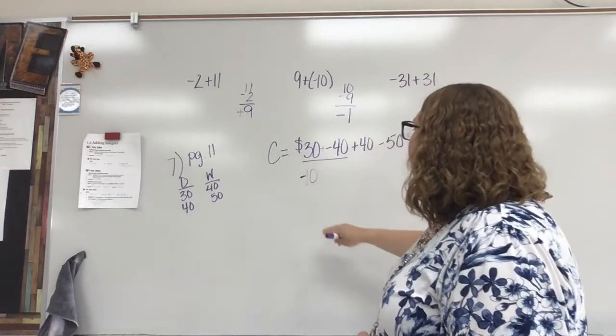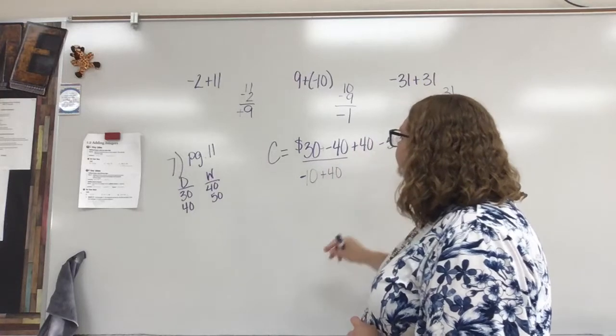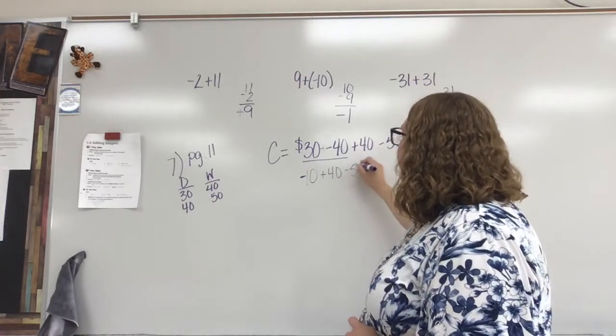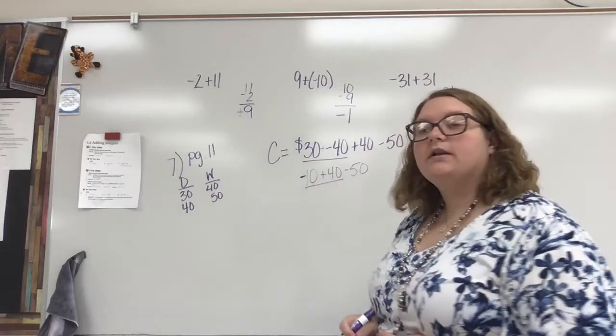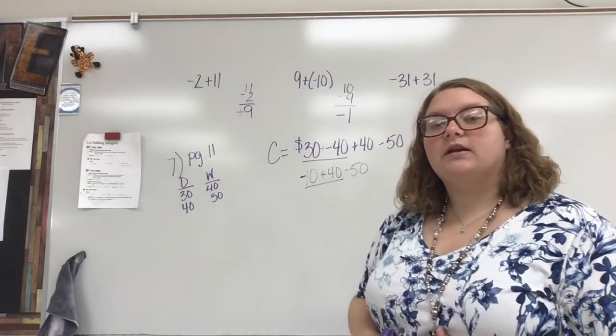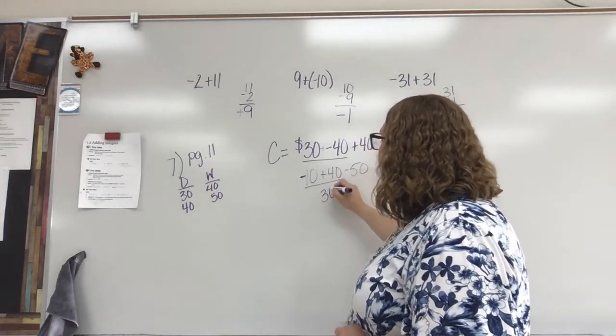So now we have -10 plus 40 minus 50. So here again, -10 plus 40, they have opposite signs. 40 take away 10 is 30. Keep the sign of the larger number.